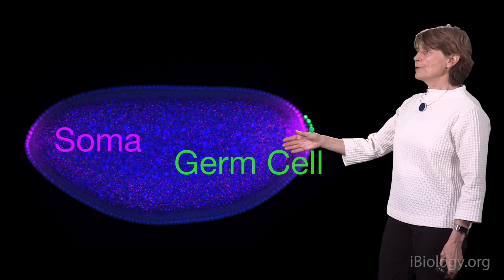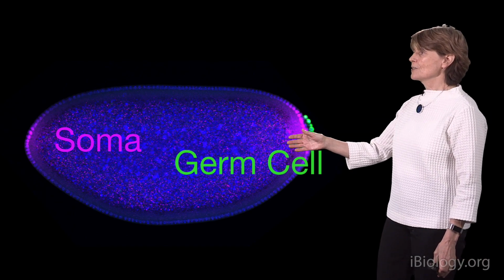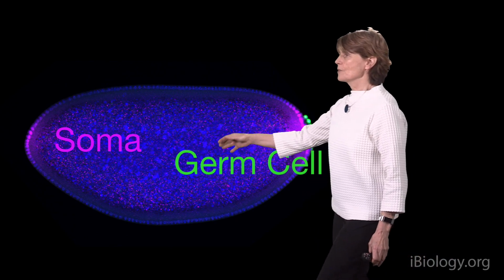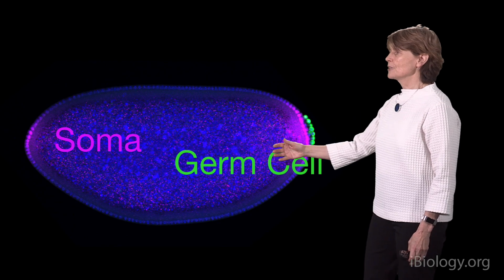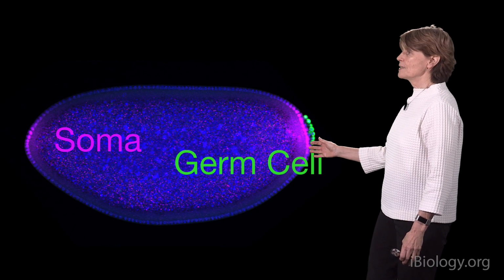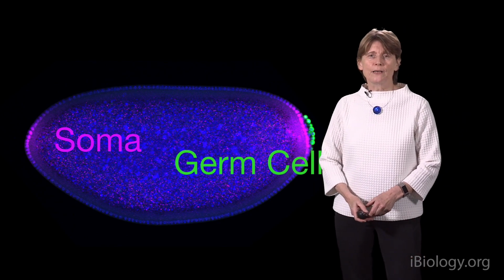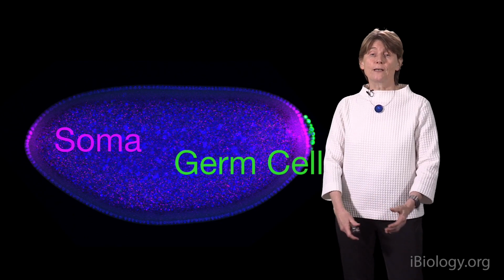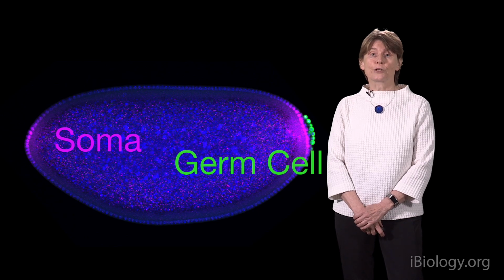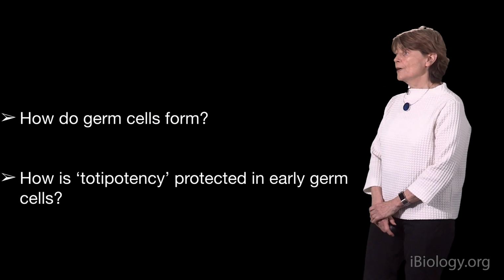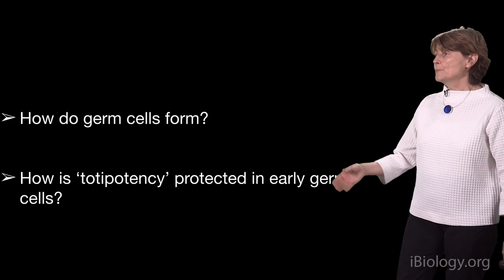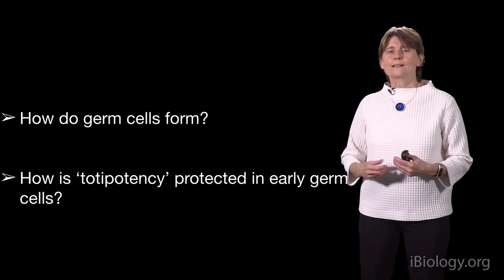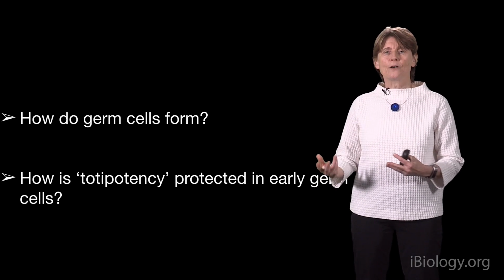In the Drosophila embryo, at the very early stages, cells have to make a decision whether to make soma, which is the whole embryo pretty much, and then how to set aside a few cells which will make the germline. And those few cells will be able to, through egg and sperm, give rise to a whole new generation. So what I want to tell you in this episode is how do germ cells actually form? Because in flies, there is a very specific way how they form.